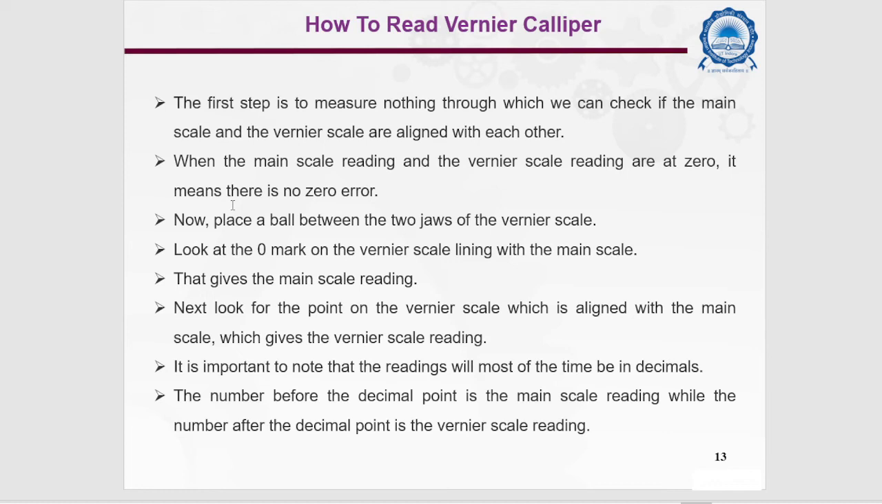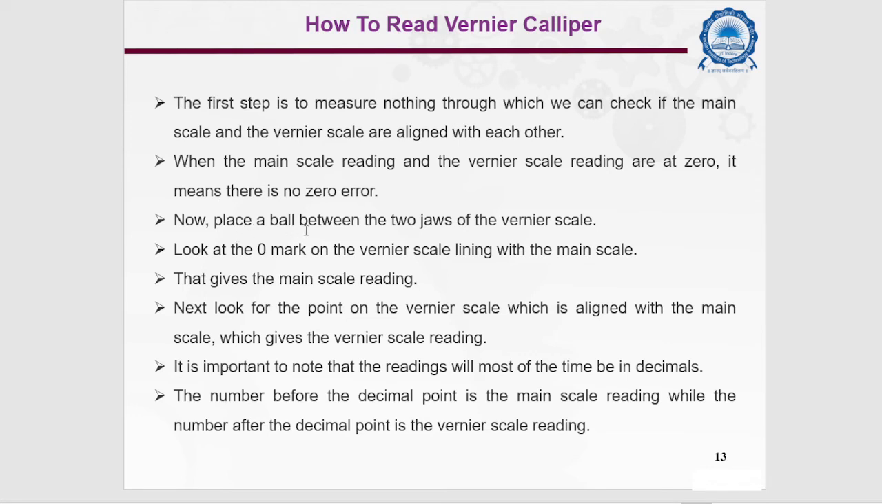Next is how to read the vernier caliper. These are the steps where you can easily understand how to read the vernier caliper. The first step is to measure nothing, through which we can check if the main scale and the vernier scale are aligned to each other. When the main scale reading and the vernier scale reading are at zero, it means there is no zero error.